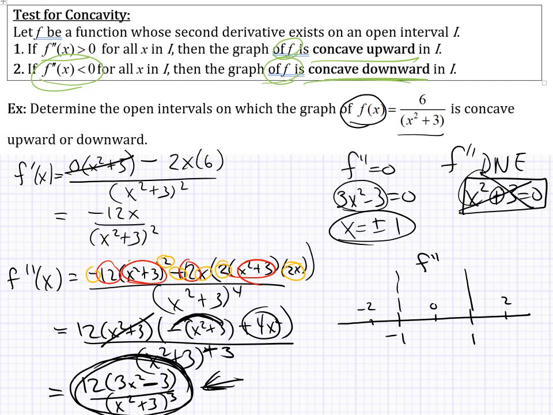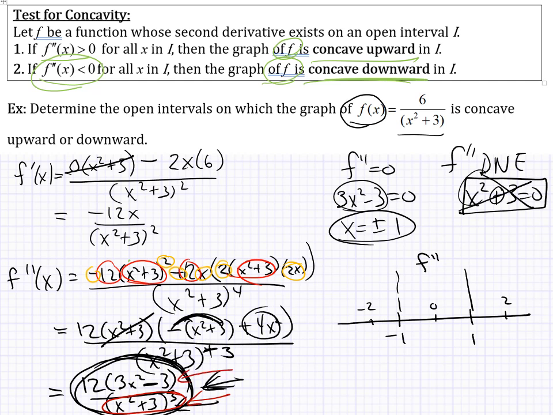So look at the denominator. If I plug anything into this denominator, I'm going to square it, add 3, then cube it. Well, square it and then add 3 will give me a positive value, and then cube it will be positive. So the denominator doesn't really affect whether the whole thing is positive or negative.